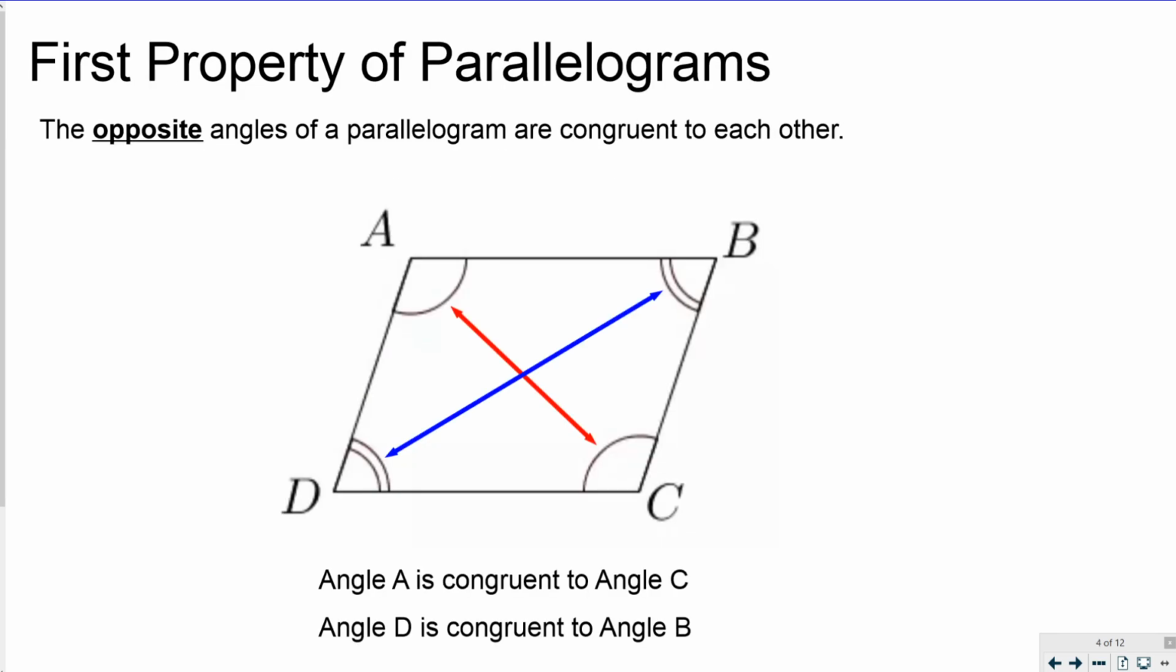The first property of parallelograms is that the opposite angles of a parallelogram are congruent to one another. So as you can see from my diagram, angle A is congruent to angle C, and angle D is congruent to angle B.